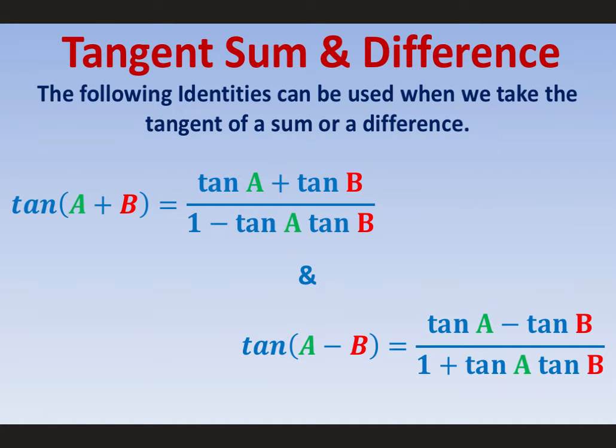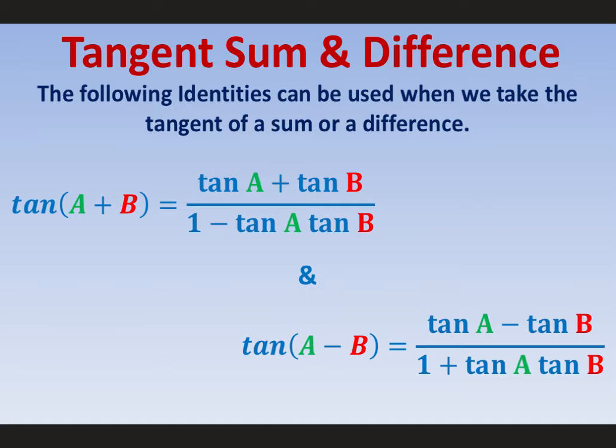All right, the tangent sum and difference identity looks a little more complicated. Luckily, it follows kind of the same thing, where the sum and difference ones are fairly similar. There are just some differences in the plus and the minuses. So the tangent of A plus B is the tangent of A plus the tangent of B over 1 minus the tangent of A times the tangent of B. Or down here, the tangent of A minus B is the tangent of A minus the tangent of B over 1 plus the tangent of A times the tangent of B.